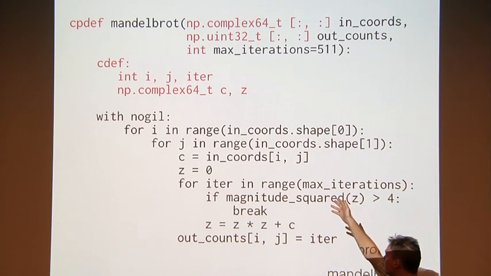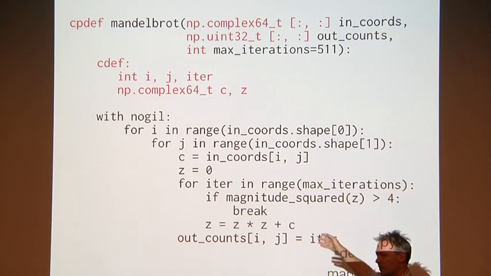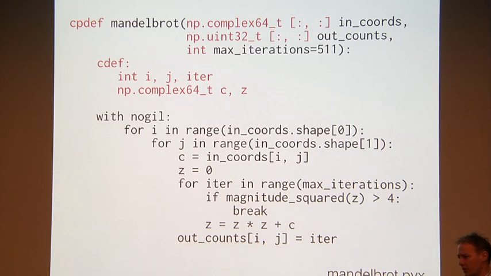If I take out the declaration for iter, then this won't work, because iter is just a Python object since you haven't defined it. And it says, well, I can't do that. You're in pure C mode. Okay.